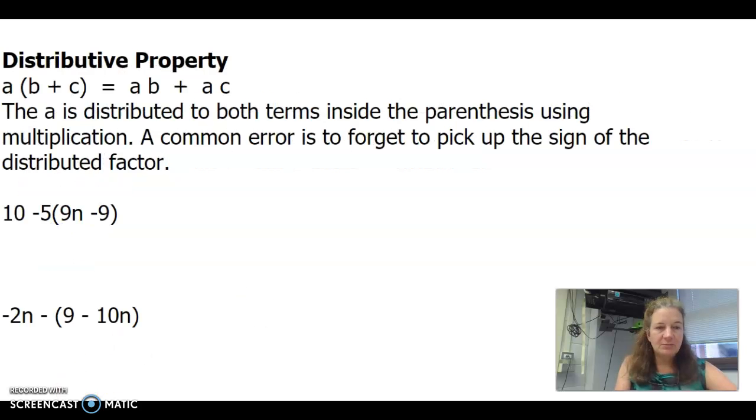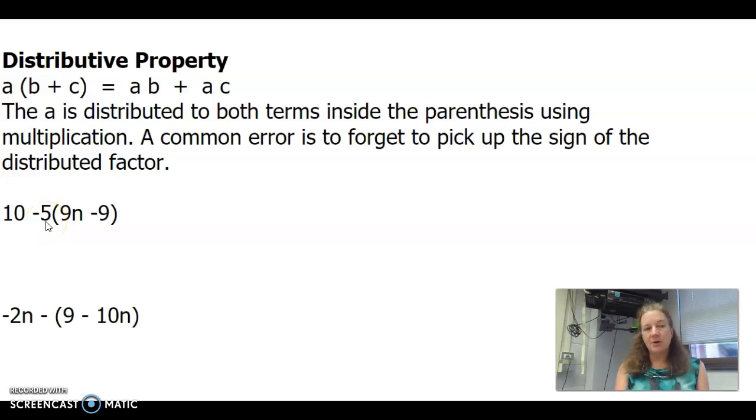Okay, so let's move on, and we're going to now review distributive property. Again, some of us ran out of time, didn't have time to work on distributive property. So let's go ahead and talk about this. The distributive property is how you get rid of those parentheses, and it's using multiplication. So what you do is you multiply by the number outside of the parentheses.